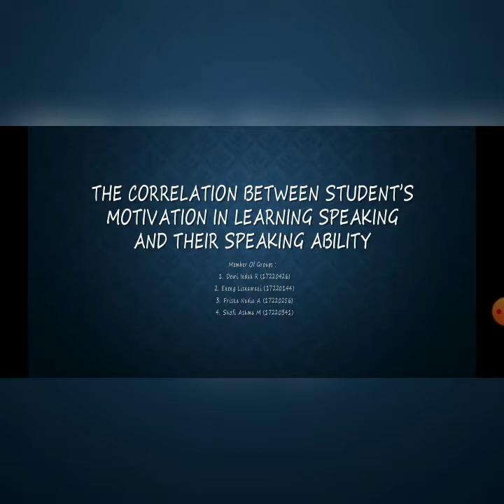There are Dewi Neng Lisnawati, Friska and Shofi. And the title of our research is the correlation between student motivation in learning speaking and their speaking ability.